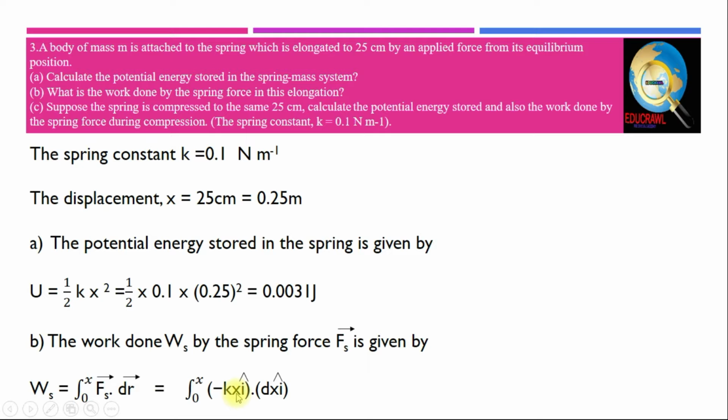Since this force is acting along the x-axis, we have the unit vector i cap, which is for the x-axis, dot dr. Dr means it is the displacement. Here the displacement is dx, and since it is in the x-axis, we have the unit vector as i cap. Here we have got the negative sign, which says that the direction of force and the displacement are opposite to each other. Hence we have the negative sign.